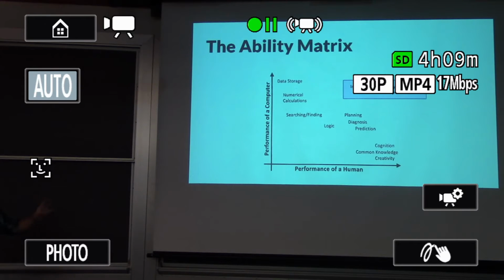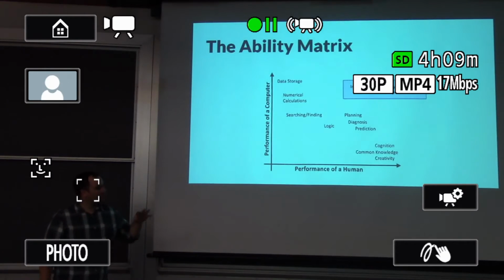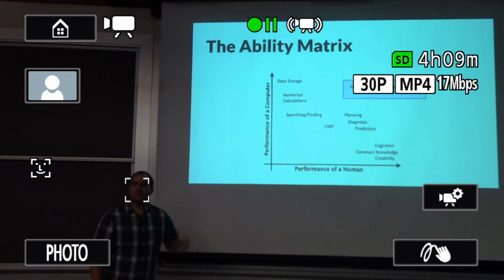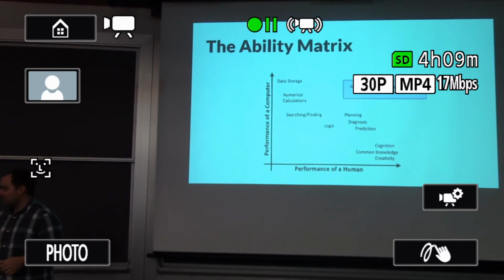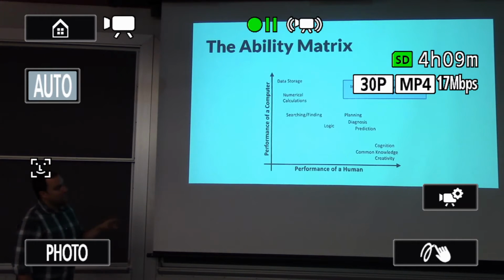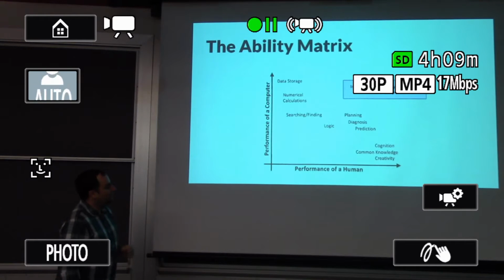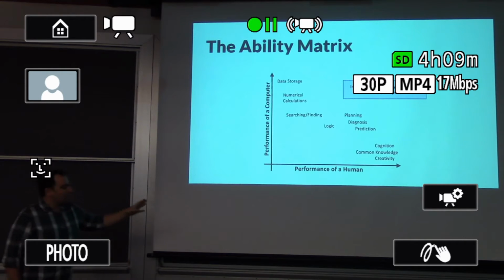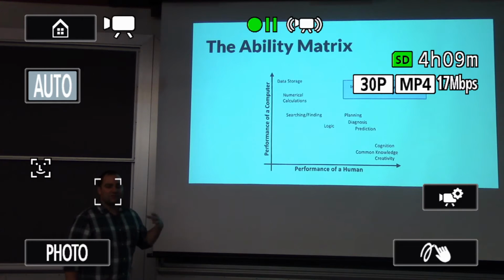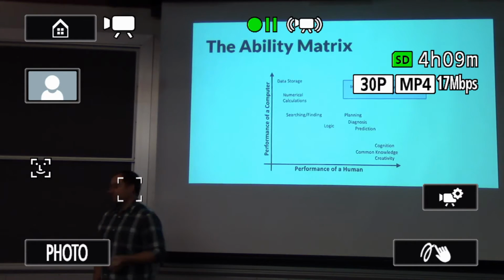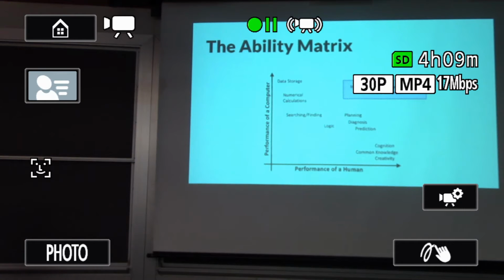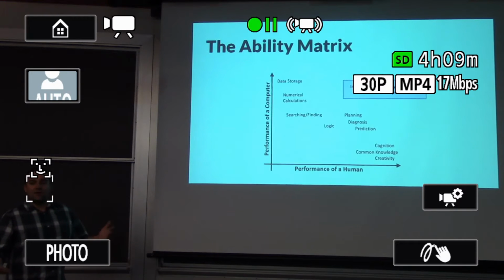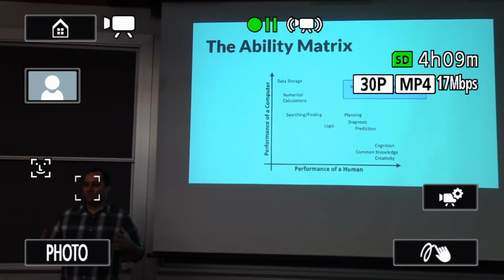Logic, it depends on how formalized it is, so it could be the human, depending on the question, or the computer that is better. Planning, diagnosis, and prediction, that is a field where there's a lot going on with machine learning at the moment. In this case, I would still argue that humans paired with computers are probably better at prediction, diagnosis, and planning. And then of course we have these areas of cognition, common knowledge, and creativity, where humans are much better than computers, and will be for the foreseeable future. So the idea of this chart is really that humans and computers are complementary, and visualization is what bridges those two things.